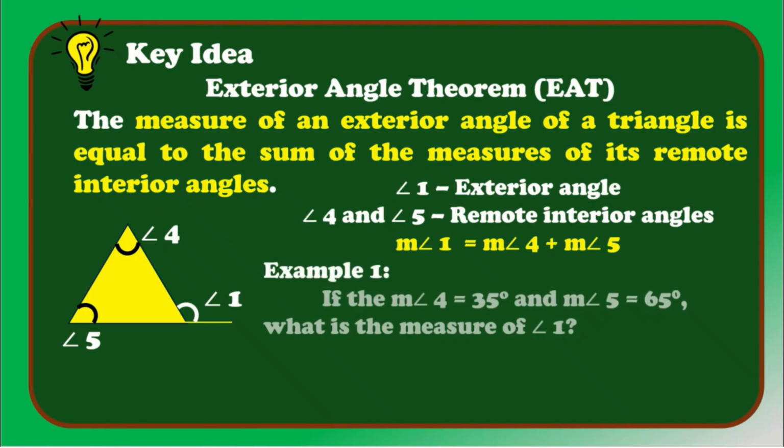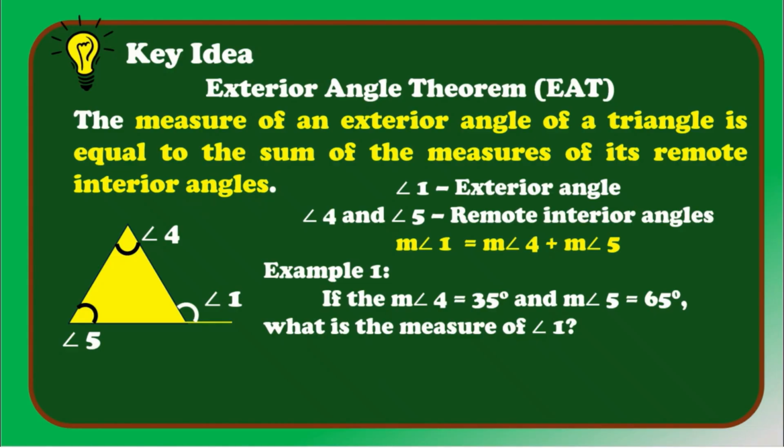Let's have the following measures. If the measure of angle 4 is equal to 35 degrees and angle 5 is equal to 65 degrees, what is the measure of angle 1? Now, to obtain the measurement, let's proceed to our solution.